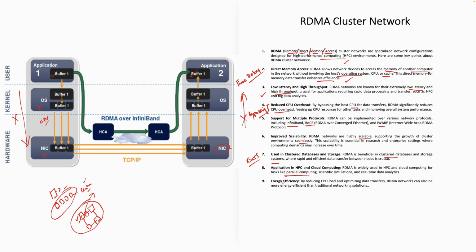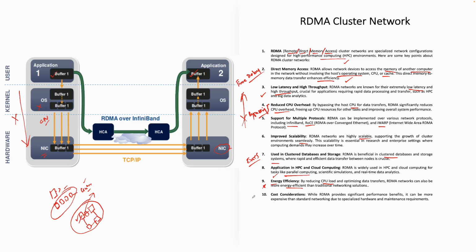And that's the beauty, right? It is really energy efficient. In today's world, where people are talking about environment, it's really helpful because you're reducing the CPU load, right? So you are bypassing the CPU overhead and you are optimizing your data transfer. Hence, RDMA networks can also be more energy efficient than the traditional networks, right?